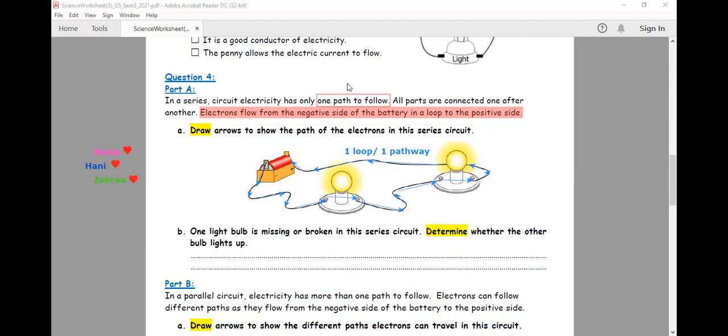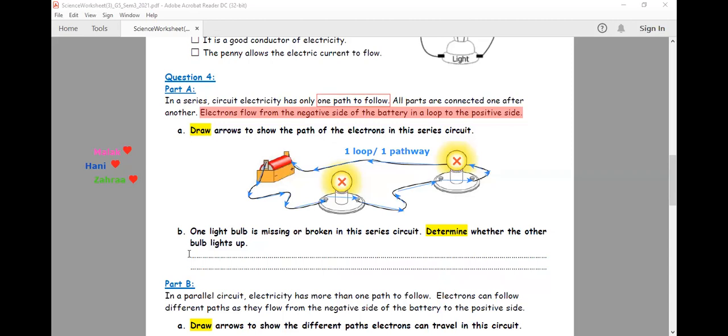One light bulb is missing in here. Let's say the second one. This one is not working. Okay? What will happen to the whole circuit? The second light bulb, will it light up? The light bulb will turn off. The whole circuit will turn off. The whole circuit will fail and it will turn off. Bravo, bravo. The whole circuit will turn off.